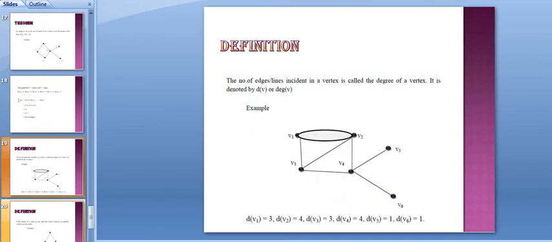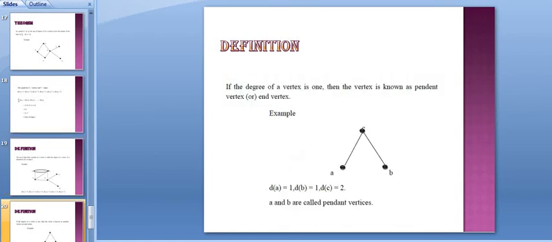Now we have a definition of degree of a vertex. The number of edges or lines incident on a vertex is called the degree of a vertex. It is denoted by d(v) or dG(v). In this example, there are 6 vertices in which degree of v1 is 3, degree of v2 is 4, degree of v3 is 3, degree of v4 is 4 and degree of v5 and v6 are 1.